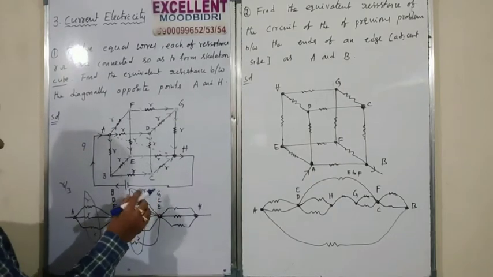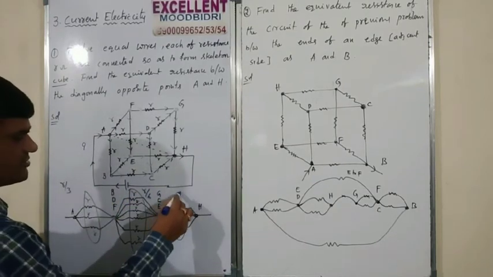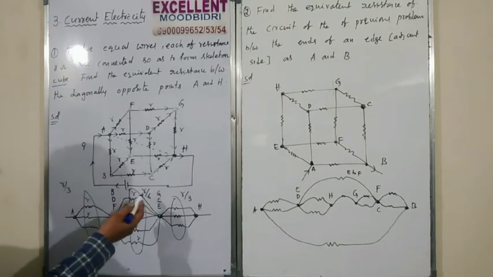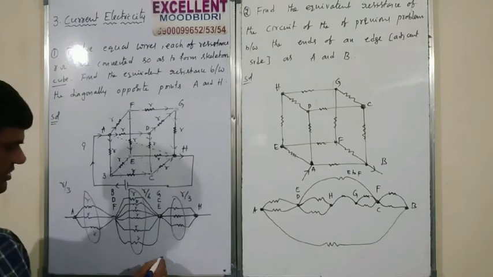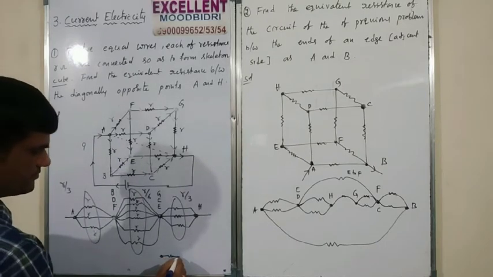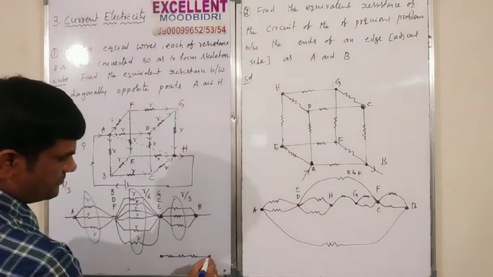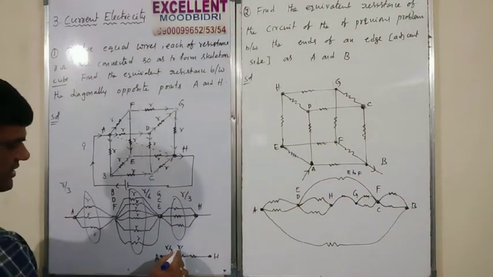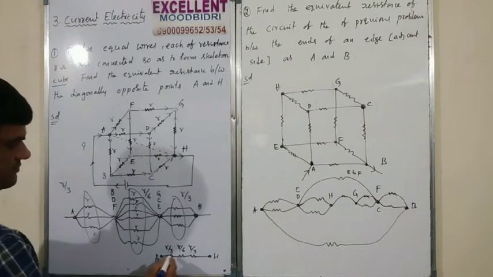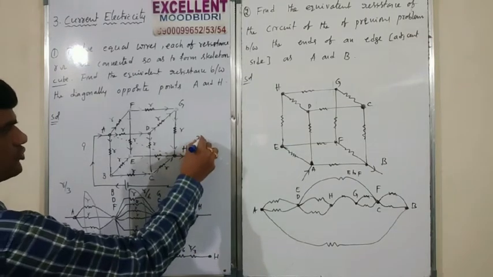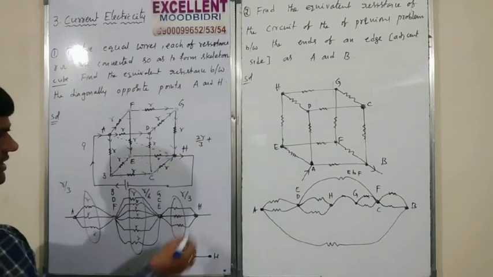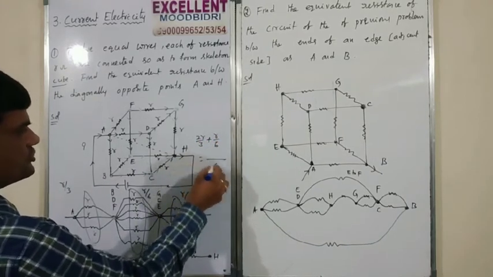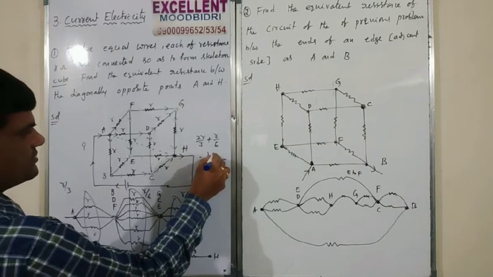N is equal to how much here? 6. Here R by N. So R by 3. So R by 3, R by 3, R by 6. Which combination? Series combination. This is the H. This is the A. R by 3, R by 6, R by 3. R by 3, R by 3. 2R by 3 plus R by 6. So what is LCM? 6. So 2 into 4 plus 1.